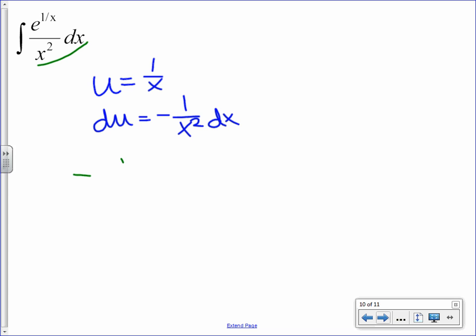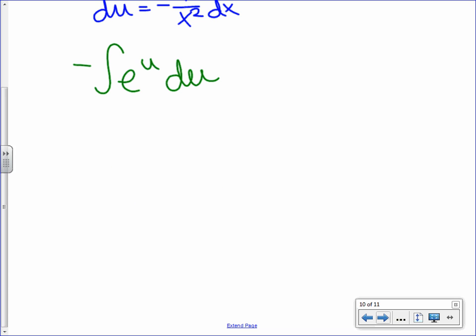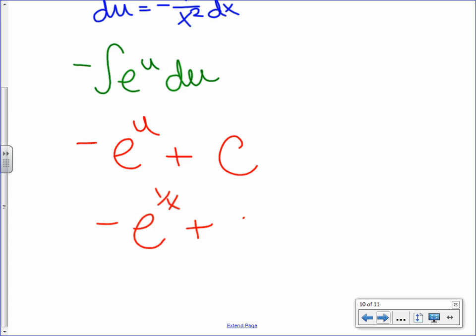So we have negative the integral of e to the u du. Do you ever give us problems where there isn't anything we could substitute on a quiz? I would never say solve through substitution. I would say integrate. So when we integrate this, we get negative e to the u plus c, which is negative e to the 1 over x plus c.